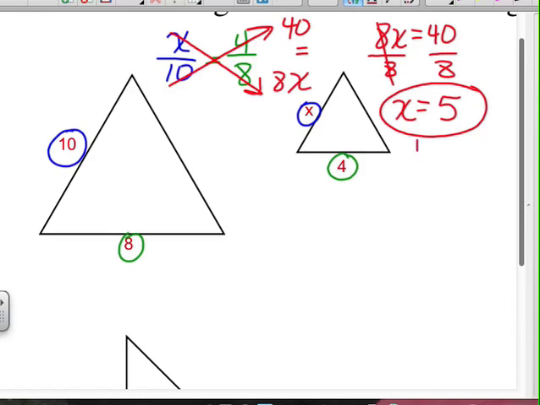So 5 makes sense, because if you take 5 and compare it to the 10 over here, 5 times 2 is 10, and if you look at the 4 and the 8, 4 times 2 is 8. So the big triangle is twice as big. It is proportionally bigger than the small triangle.